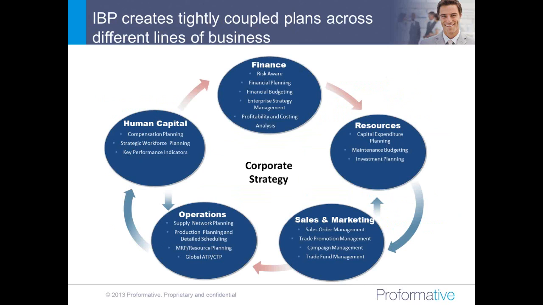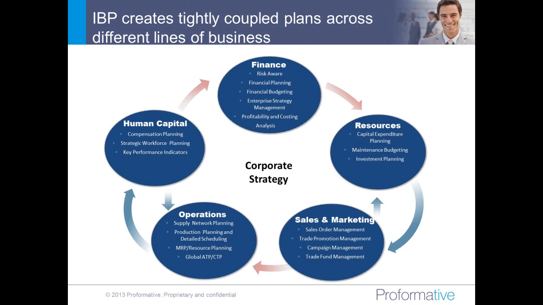So what IBP does is it really creates a tightly coupled plan across your different lines of businesses. It allows for your finance department and your finance processes to be connected to your resources, your CapEx planning, being able to provide budgeting and forecasting for, let's say, CapEx planning to your CapEx group so that they understand what projects and what initiatives are required for the next year. It allows those processes to go into your sales and marketing group so that they can understand, based on assets and things that might be in play for next year and projects, what they can use as some of their initiatives.